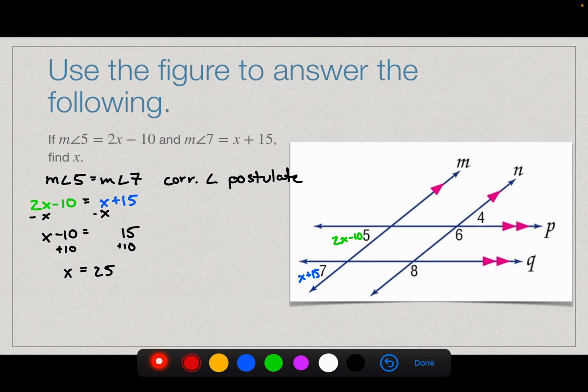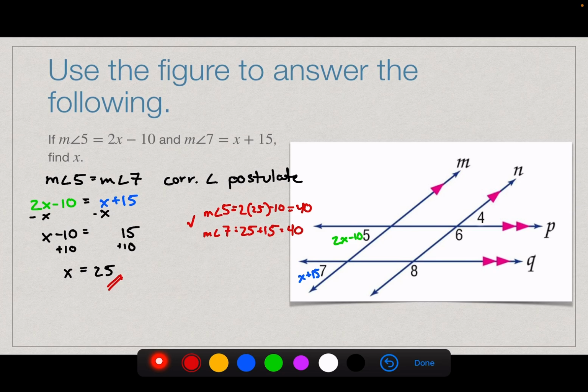We can check the measurement of angle 5. It is going to equal 2 times 25 minus 10, which equals 40. And we can say the measurement of angle 7 is equal to 25 plus 15, which also equals 40. And so they are both the same. So that's going to be our final answer.